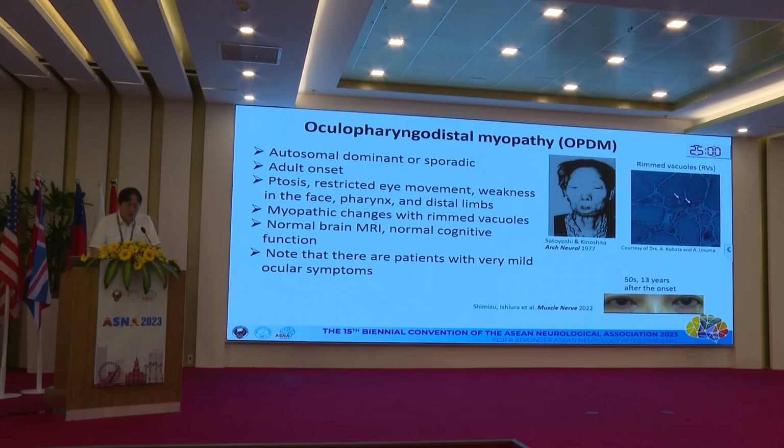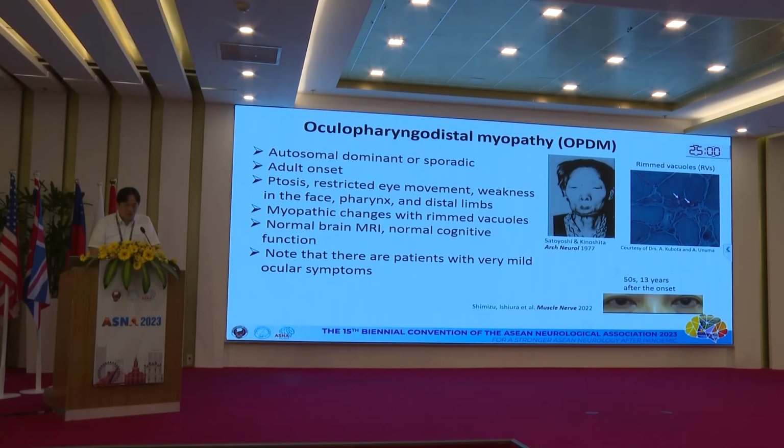So I will introduce another disease, oculopharyngodistal myopathy. This is also an autosomal dominant or sporadic disease with adulthood onset. Dr. Satoyoshi in Japan found this disease. Ptosis, restricted eye movement, and weakness in the face, pharynx, and distal limbs are characteristic of this disease.